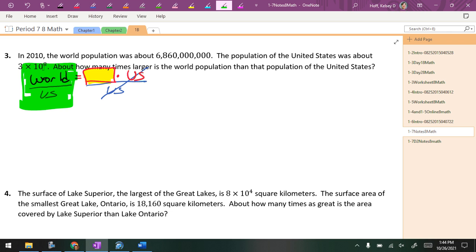Okay, but what do you hate about the world population? It's so big. Let's rewrite it. Use your skills from yesterday to write 6,860,000,000 with proper scientific notation.